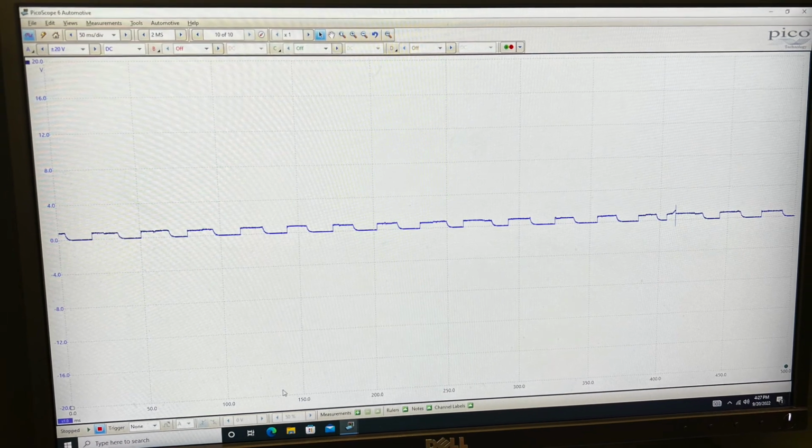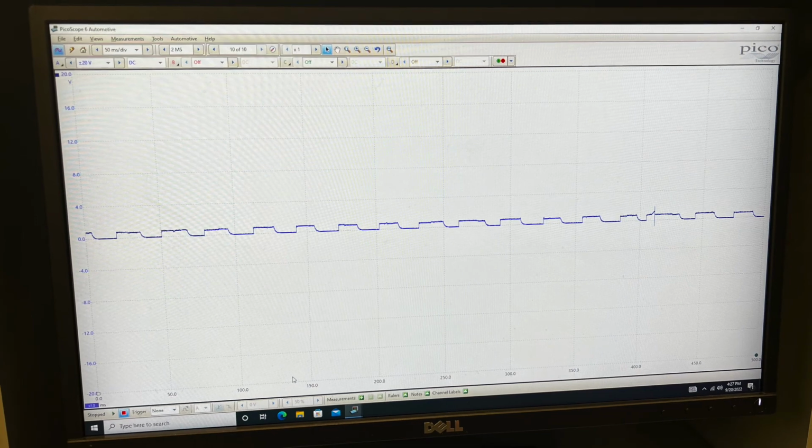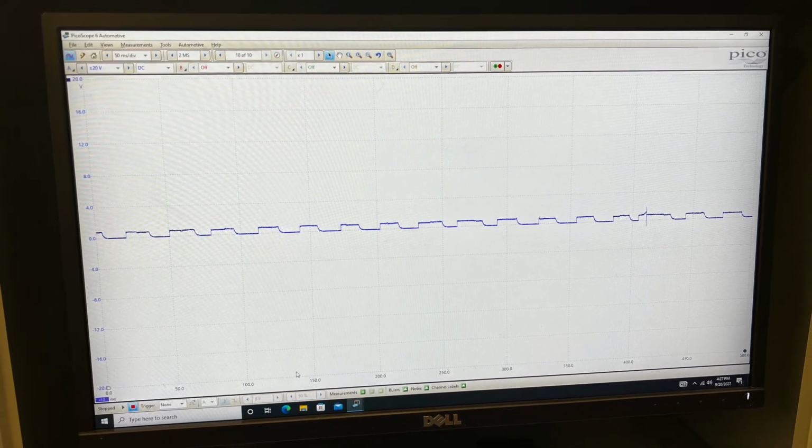We were also able to see the signal wave in Hertz by using the PicoScope program and connecting it to the signal wire.